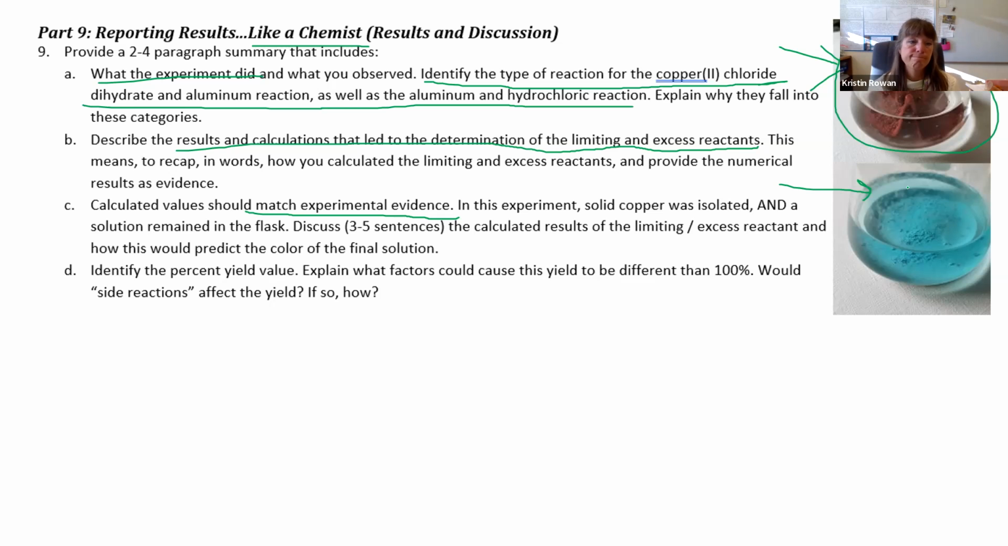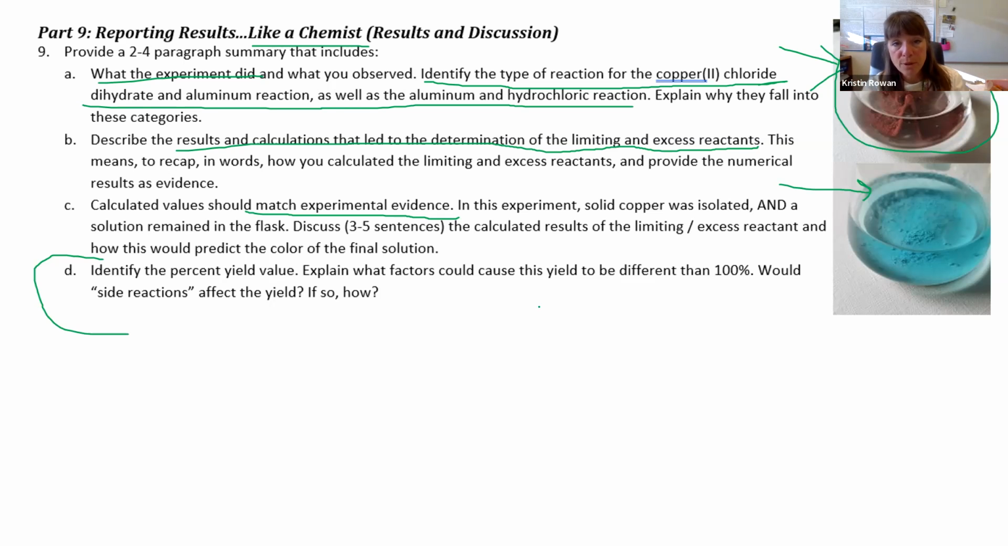Finally, identify the percent yield. This is like a final result. The percent yield was found to be this for this reaction, given which was excess and which was limiting, and then explain what factors could affect your percent yield. And the side reactions: when those bubbles were occurring, it wasn't the copper. It was the aluminum reacting with HCl in that bucket. This is actually a very complex reaction, but then we talk about it.